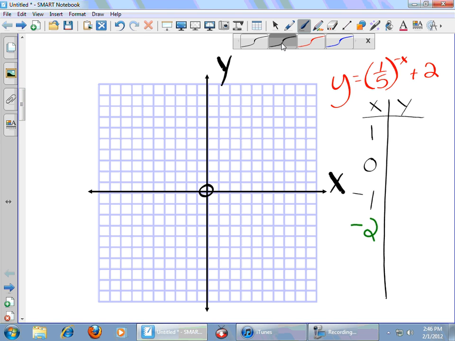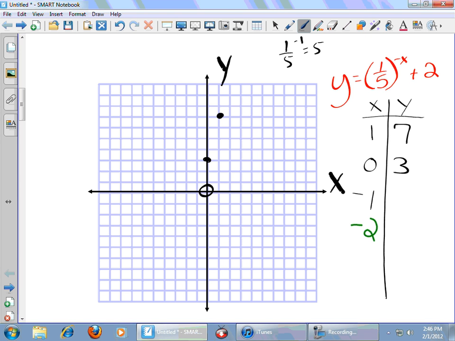It looks kind of strange, so out of insecurity, I'm going to do the ones I know first. I know that if I put 1/5 to the 0 power, I'm going to get 1. 1 plus 2 is 3. So I'm going to get (0, 3). If I put 1 in there, I'm going to get 1/5 to the -1st. Well, that's the same as 5, and 5 plus 2 is 7. So 1 is going to be up at 7 right there.